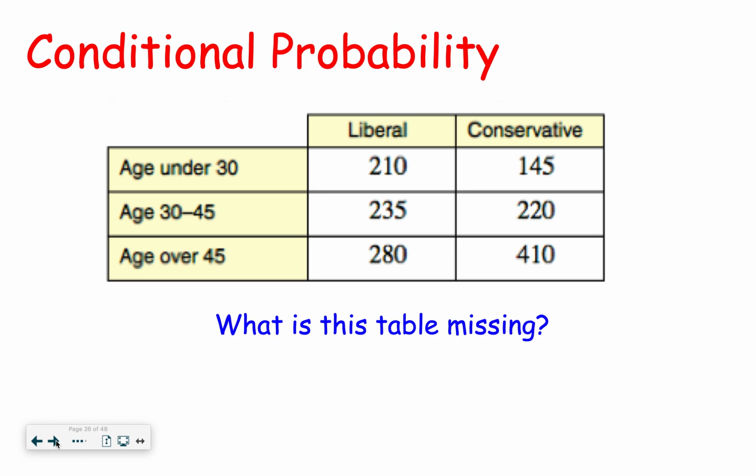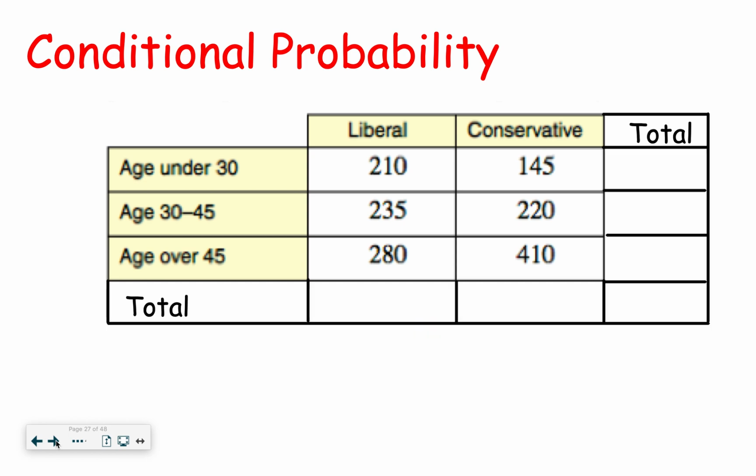So this data table is showing age groups like under 30, 30 to 45, over 45, and then if they're liberal versus conservative, what do they consider their political view? So if you take a moment and fill in the totals, go ahead and pause the video if you want to double check my math. Here are my row totals, which is the age totals, and my column totals, which is the political preference, and a grand total of 1,500.